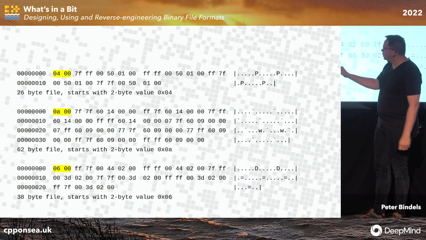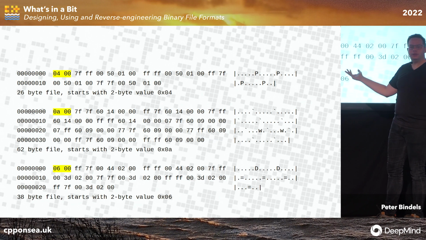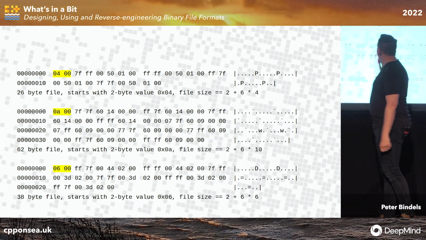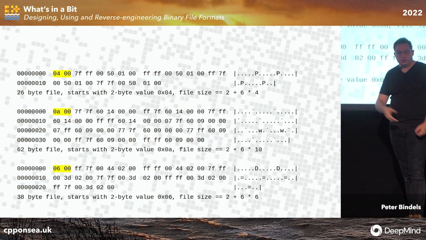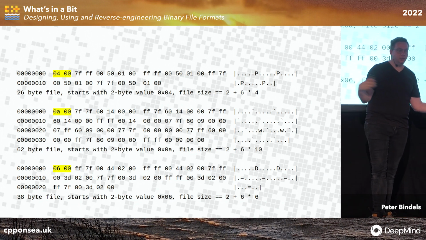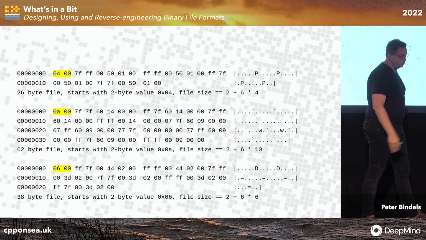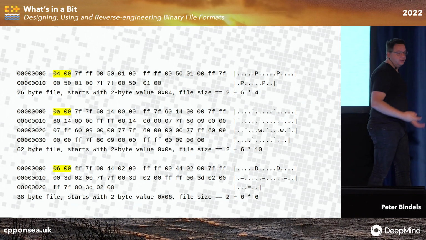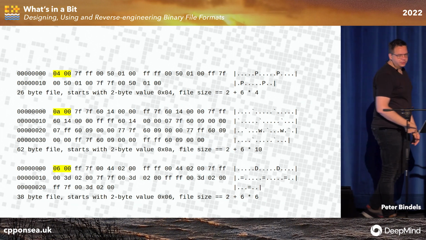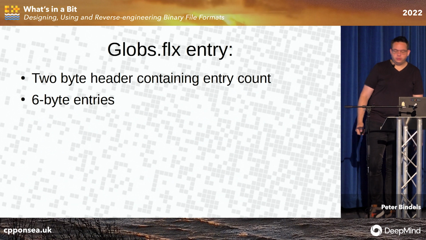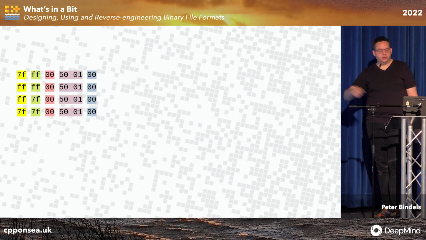Now that looks remarkably like how many things are in there. And if you do a bit of math, it's correct. The file size is whatever number that says, times 6 plus 2. So the 2 is a header of how many things are there. You could have omitted that, but I guess you didn't. And we have 6-byte entries. So what's in the entry?